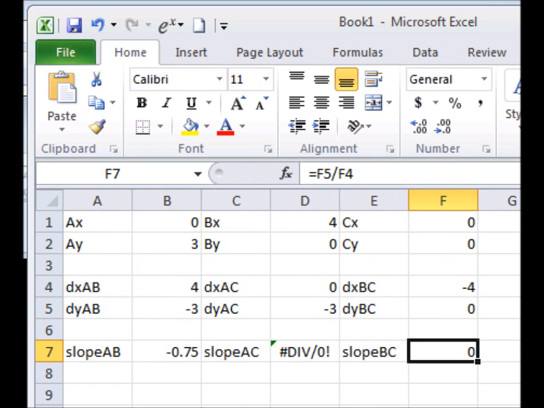If you do similar formulas for the slopes of AC and BC, you'll get interesting results. The slope of AC, because it's a purely vertical line, means that the slope is calculated by dividing by 0, which is undefined, and Excel will give you an error. Don't worry about that error. You know what it is, and it knows what it is, so there's no problem there. And the slope of BC, because it's a purely horizontal line, is equal to 0.